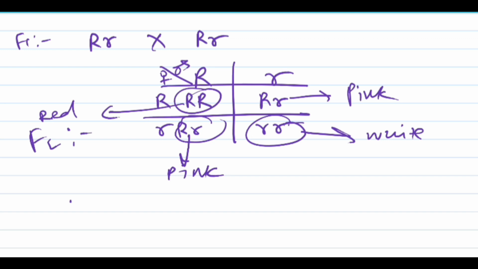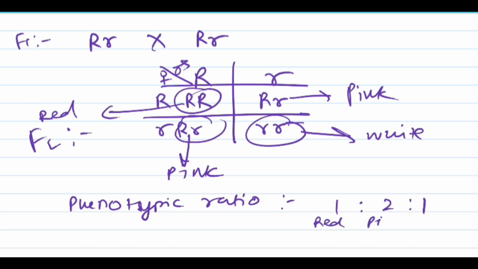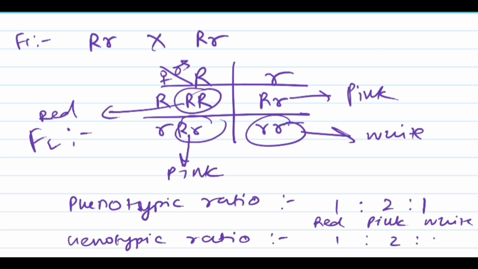So we are getting the phenotypic ratio as 1:2:1, which is red, pink and white. And surprisingly, genotypic ratio is also the same, which is capital R capital R, capital R small r and small r small r.